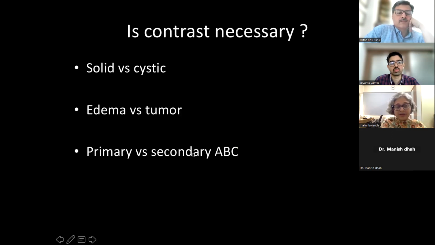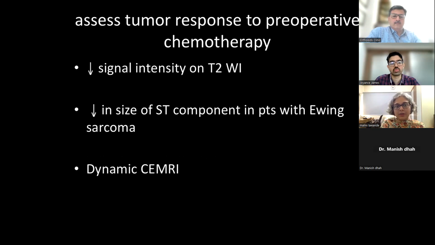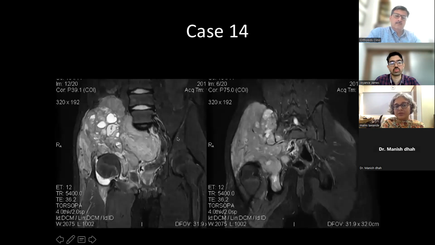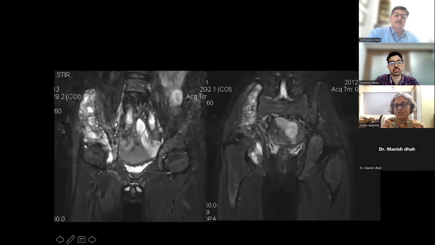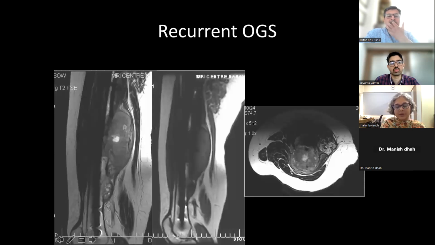Do we need contrast? Yes, to distinguish solid from cystic component. On routine MR, it may not always be possible. Edema versus tumor, MR may not help because edema may also enhance a bit. Primary versus secondary ABC, we already talked about it. Post-treatment: this is Ewing sarcoma pre-treatment, and this is post-chemotherapy. You can see complete resolution of the soft tissue component, and the lesion itself also is smaller.